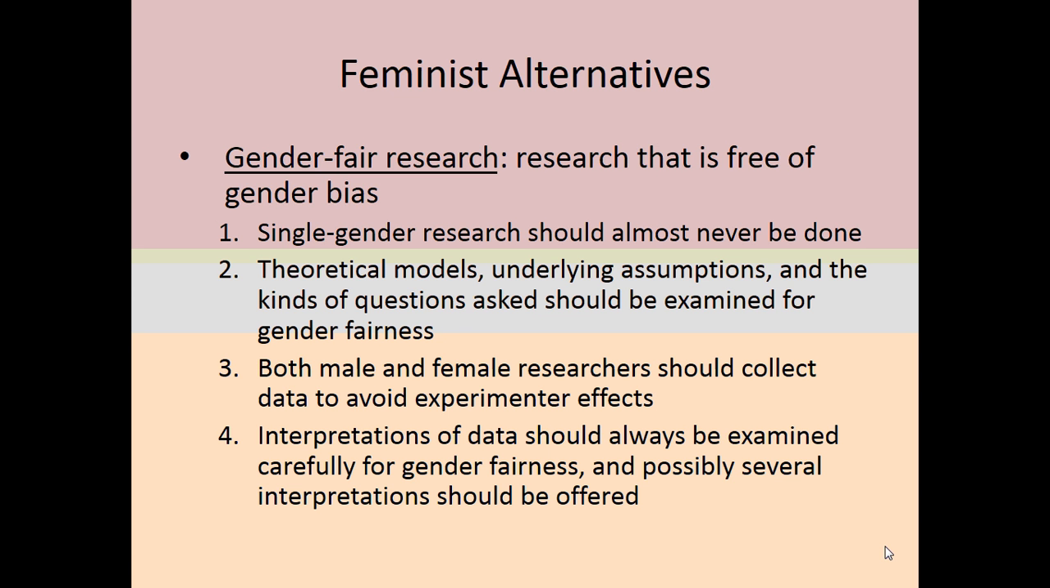So our feminist alternative is looking for more gender-fair research to try to reduce or even completely remove gender bias. Avoid single-gender research. Never study just men or just women. Choose theoretical models that have gender fairness, that are not already biased against one gender or the other. Use both male and female researchers to reduce experimenter effects. Be careful when you interpret your data, in a way that's looking for gender fairness, or at least postulating several different possible interpretations that are not just focused on, say, the female deficit model.